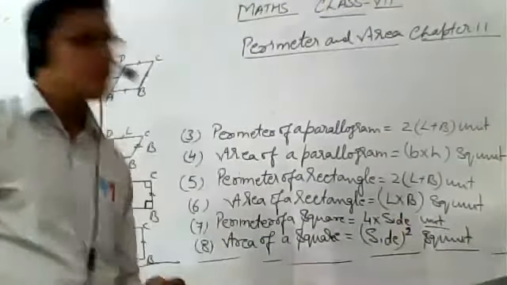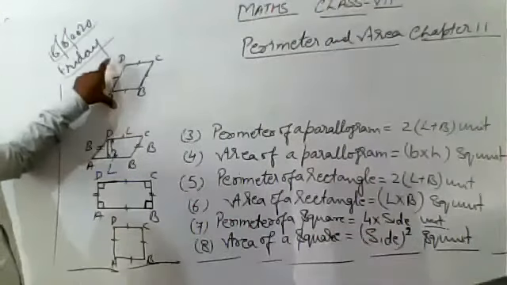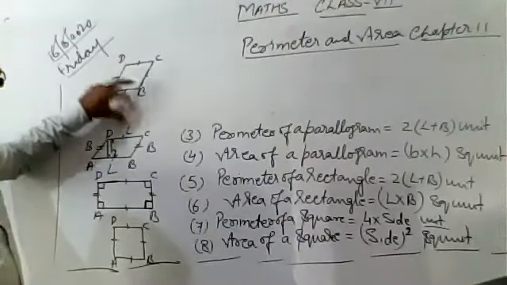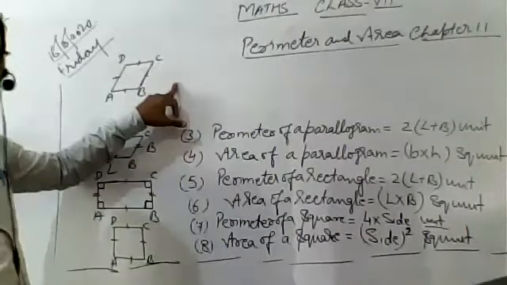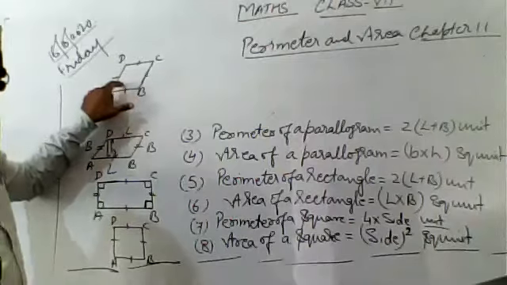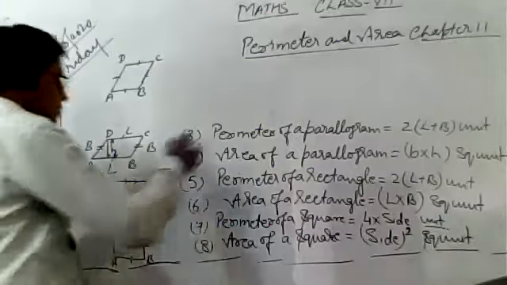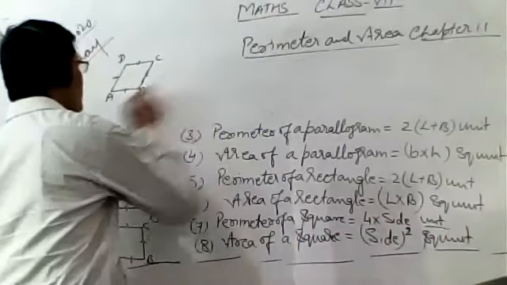Now rhombus. In a rhombus, all the sides are equal and opposite sides are parallel, but the adjacent angle does not make a right angle. They are called rhombus. So now ninth, this is rhombus.